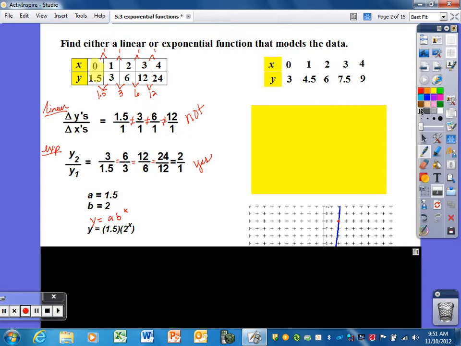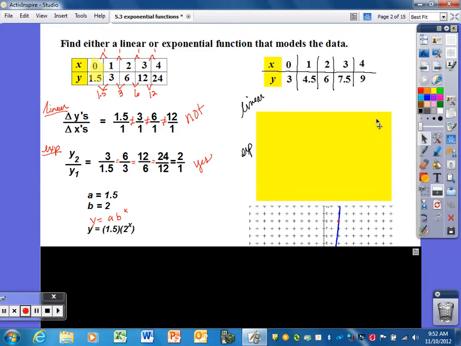Over here, we have another table. 0, 1, 2, 3, 4 for my x values. 3, 4.5, 6, 7.5, and 9 for my y values. So again, I'm going to do 2 tests. I'm going to do a linear and an exponential. So let's check the linear. Change in y over change in x.